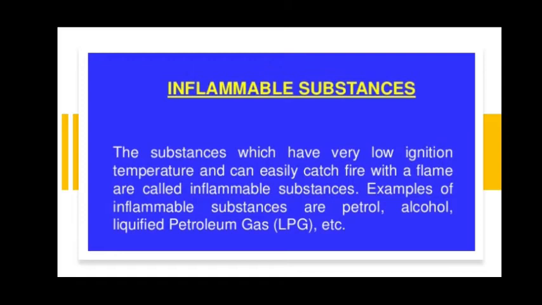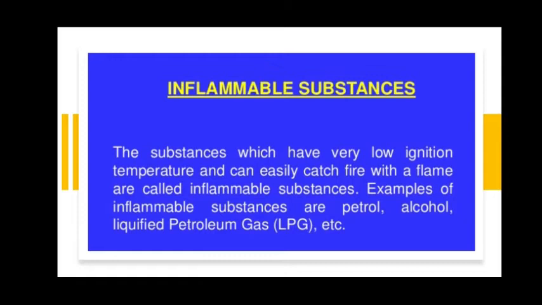Next, what are inflammable substances? You could have seen this word on many of the trucks carrying petrol and petrol-related products from one place to another. You would have seen inflammable, highly inflammable. So what does inflammable mean? Substances which have a very low ignition temperature and can easily catch fire with a flame are called inflammable substances. For example, petrol, alcohol, LPG, etc. are all inflammable. Inflammable means the substance can easily catch fire.